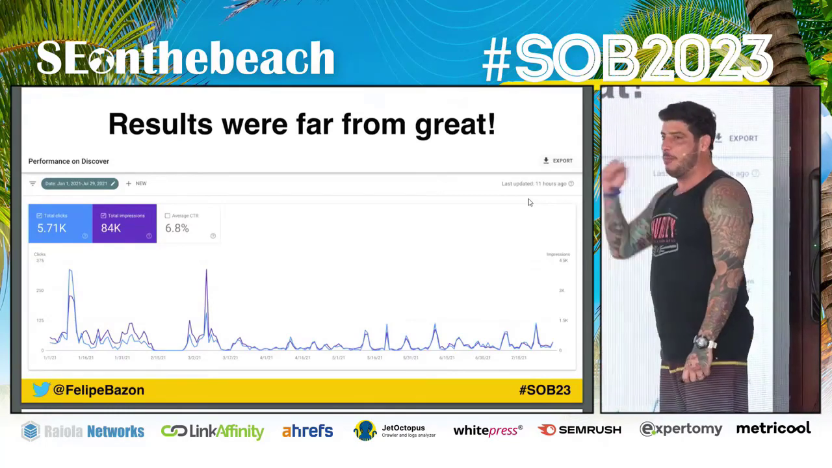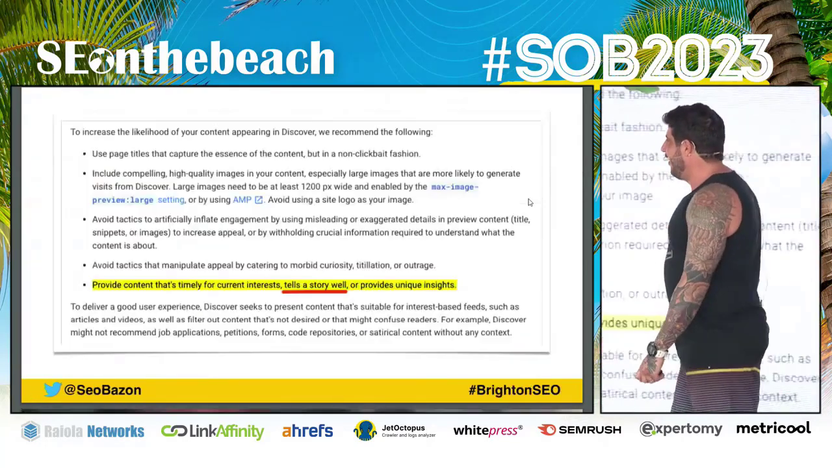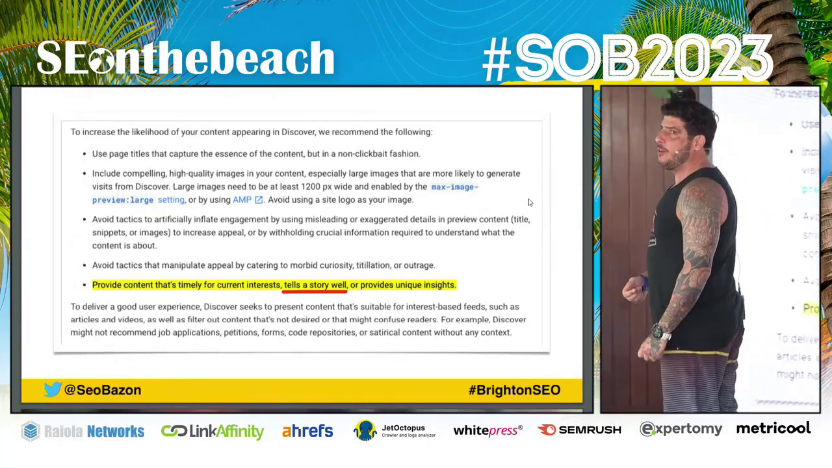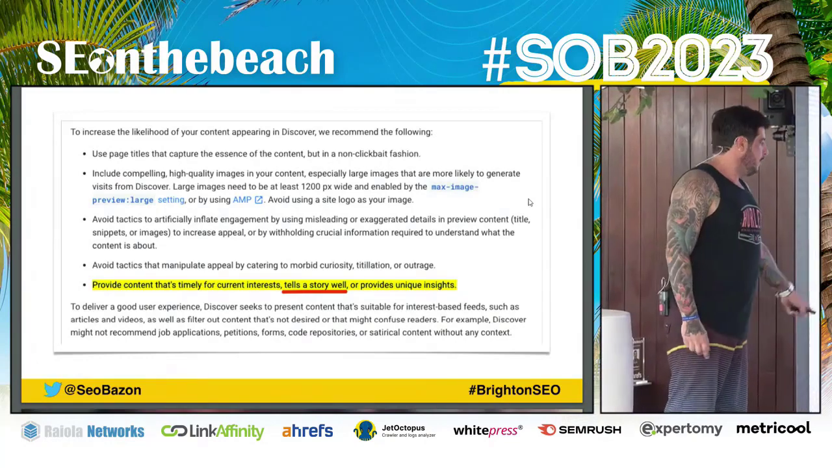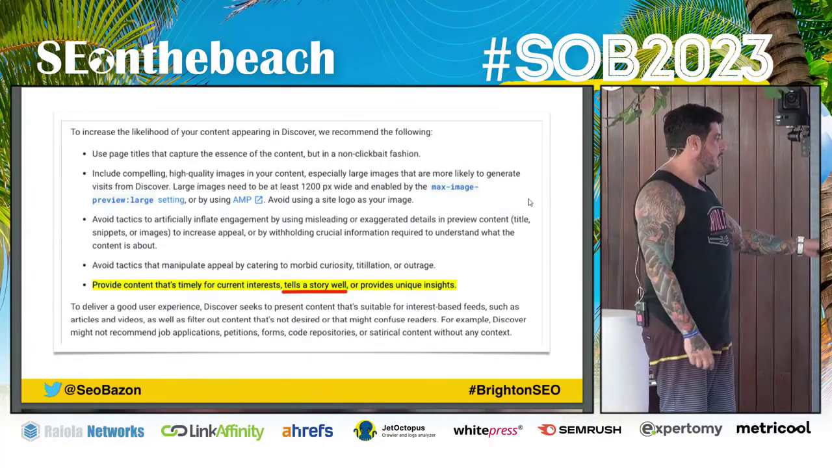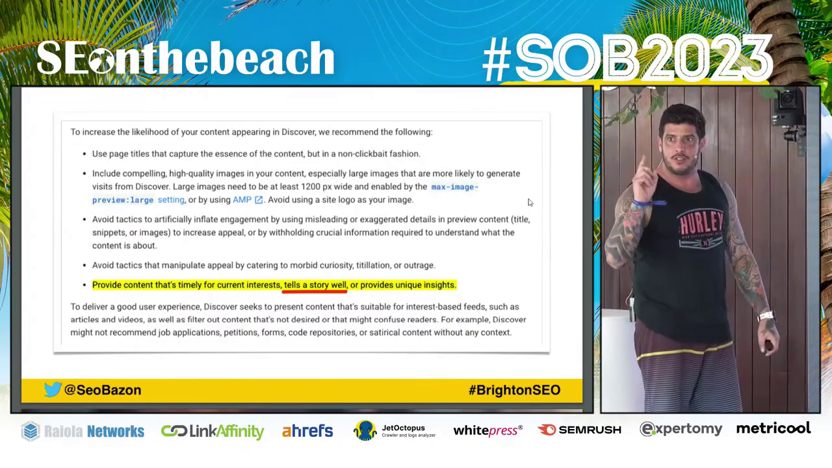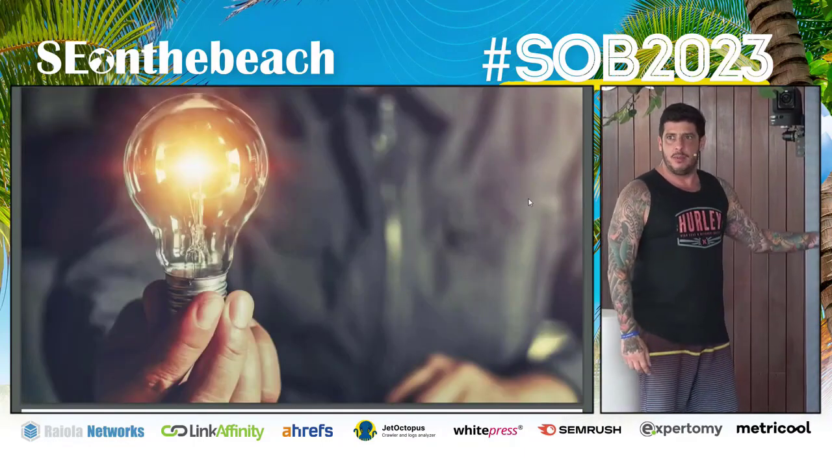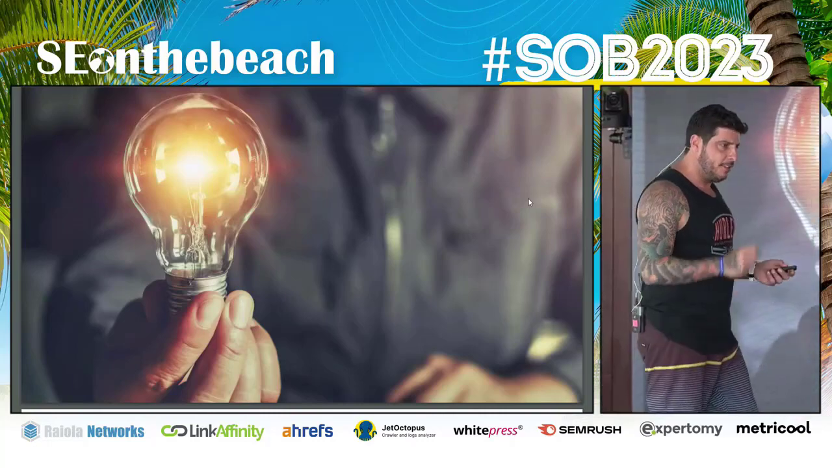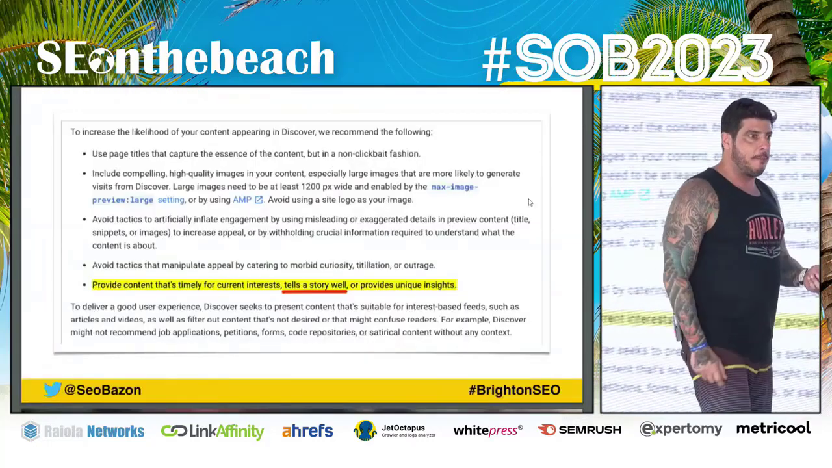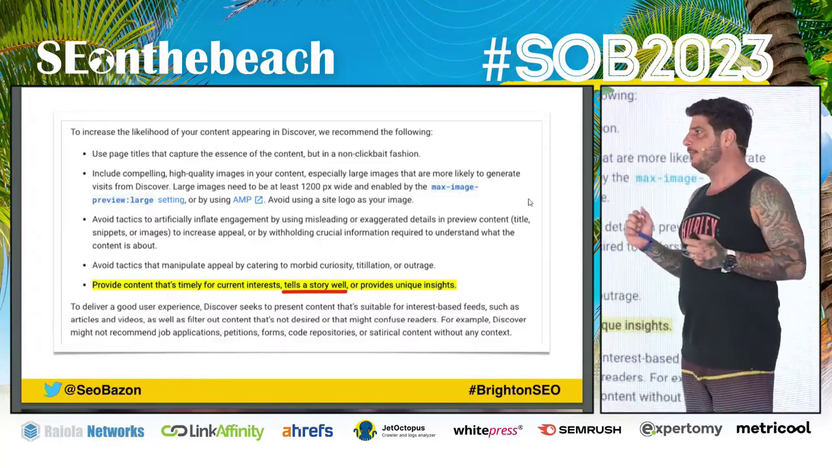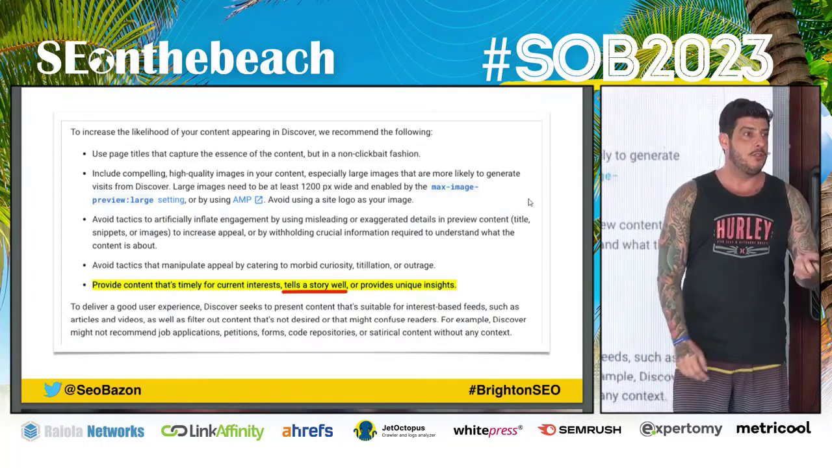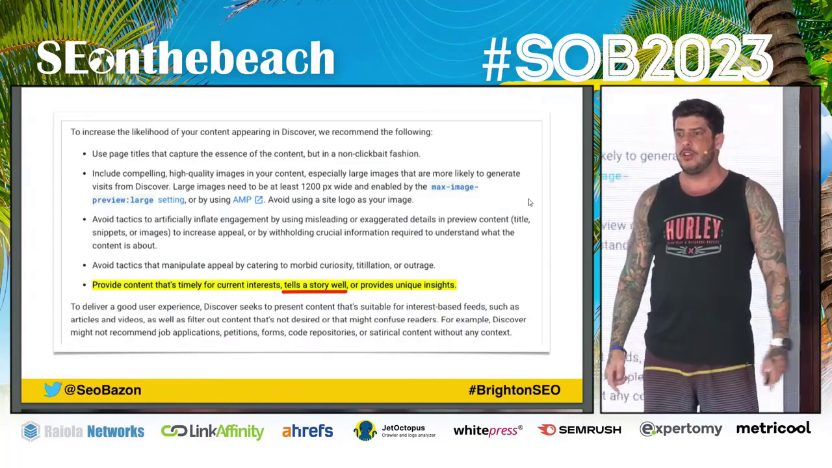So, going back to what we do, we go back to the drawing board. We study again. Reading all the documentation from Google, one thing stood out: provide content that's timely for current interest, tells a story, or provides unique insights. Then, a light bulb moment. Going back to it, tells a story. So, for my content to be successful in Google Discover, it needs to tell a story.